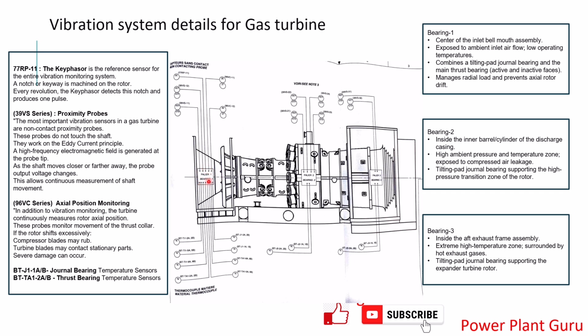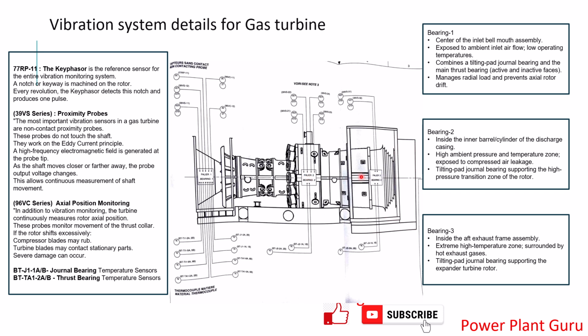So that's bearing 1. Bearing 2 is somewhere at the discharge of the compressor outlet, we can say. This will be a very high temperature zone because there are air leakages as well as heat coming from the combustion area. This will be only a pure journal bearing. There will be some tilting pad journal bearing kind of arrangement to take care of some misalignment or movement in the shaft.